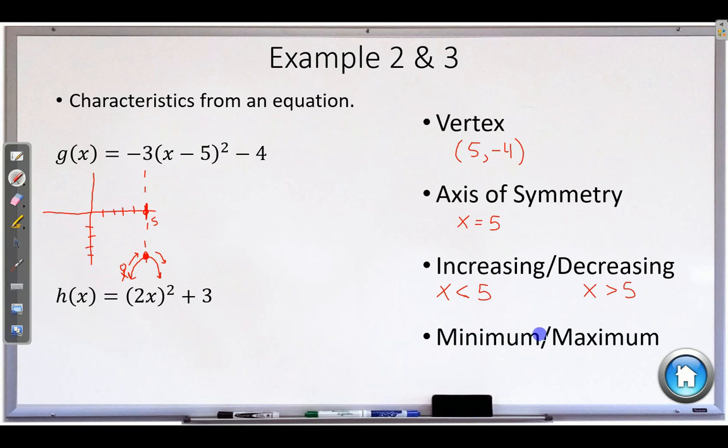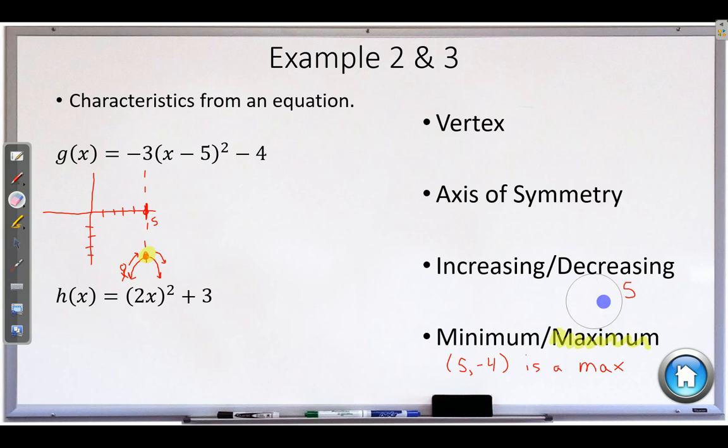All right, minimum and maximum. So that's our vertex. This is our vertex right here. Is that at the top or the bottom? That is at the top. So our vertex, 5, -4, is a max. All right, so we got that one. Let's do one more real quick.